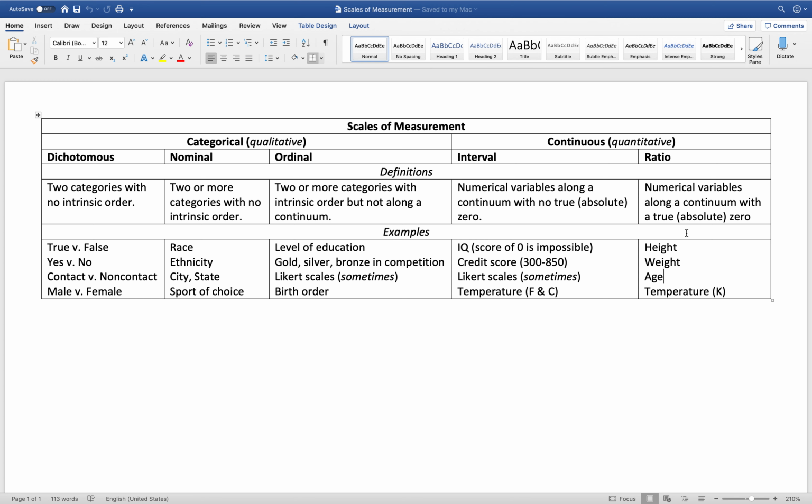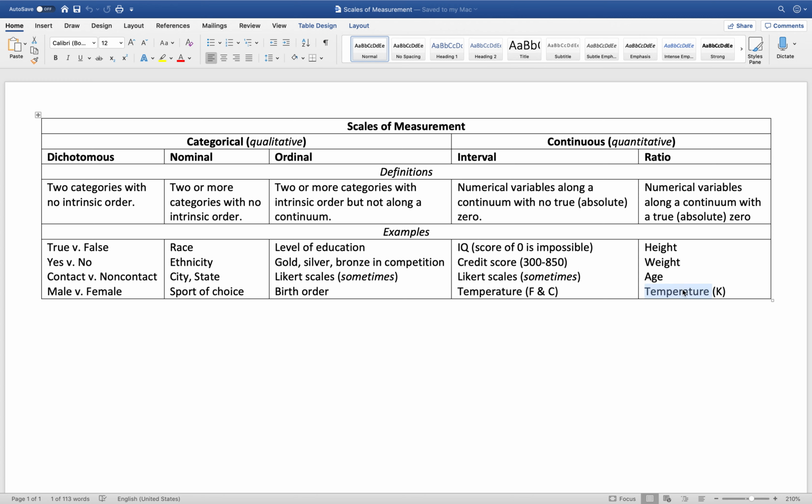It's along a continuum. So if you age by 1 year, when you go from 36, let's say, to 37, it'll take the same amount of time to go from 37 to 38, and it'll take the same amount of time to go from 38 to 39.